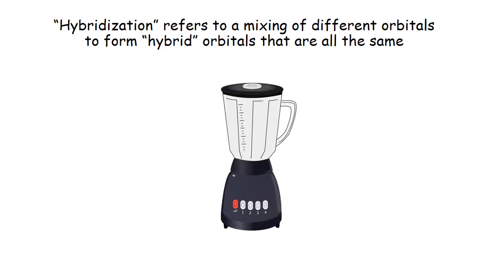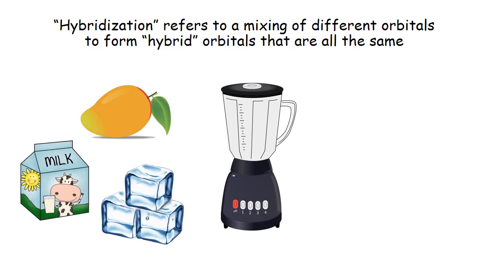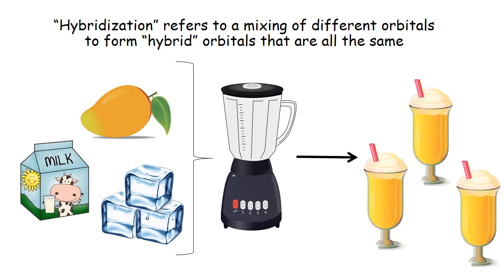So we've got our blender and we're going to make, it looks like a mango. We're going to make a mango smoothie. We're going to take a mango and we're going to add some milk and we're going to add some ice. And we're going to put it in the blender and we're going to get some smoothies out, okay? So the volume of material that goes in is going to equal the volume of material that comes out, right? And we all kind of understand that. So it's sort of the same idea with orbitals. And what comes out is all identical, right? All the smoothies are the same.